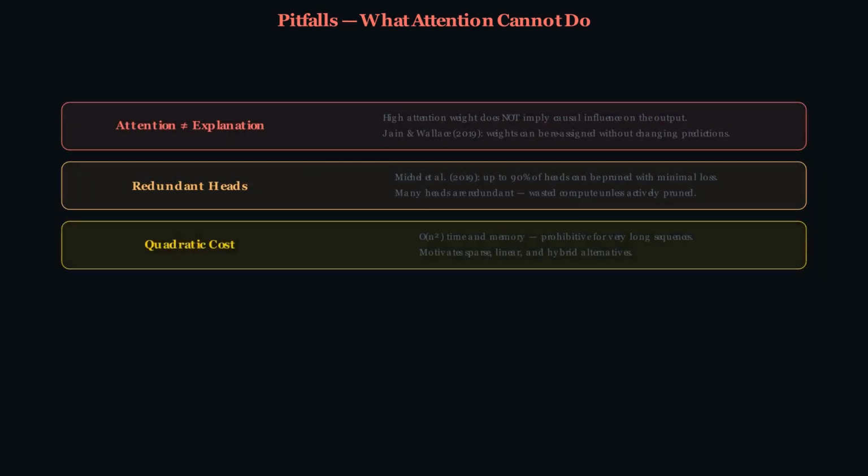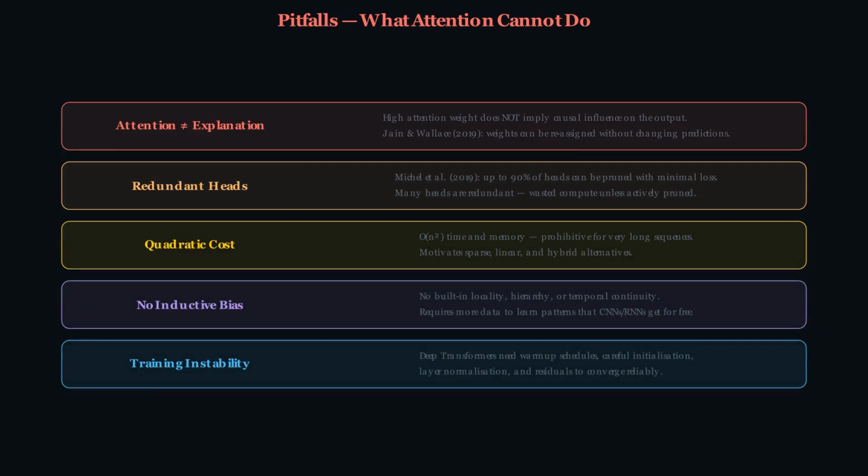Attention is powerful, but it has well-documented pitfalls that every practitioner must understand. 5 key pitfalls. Attention weights are not explanations. Many heads are redundant. The cost is quadratic. There is no built-in structural bias. And deep transformers are notoriously sensitive to training configuration.